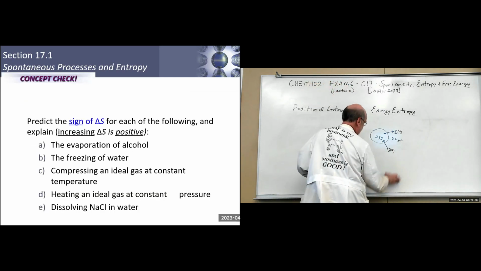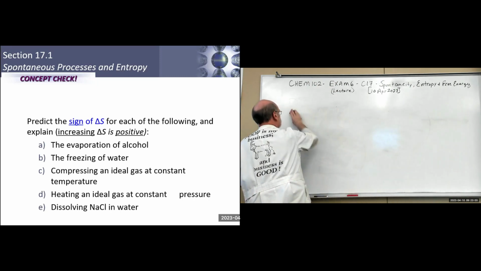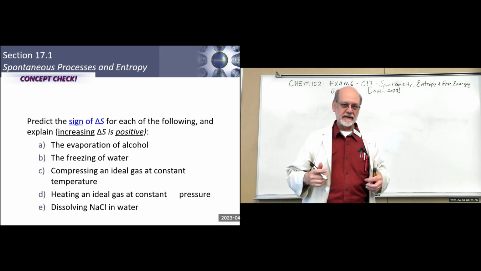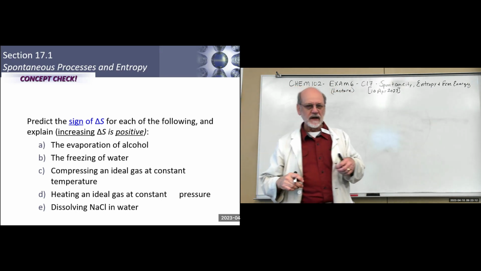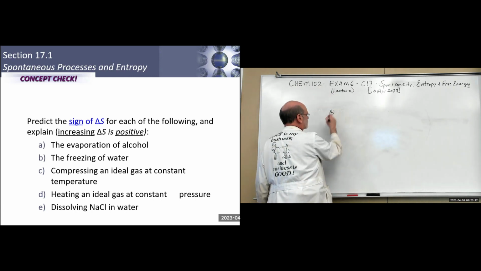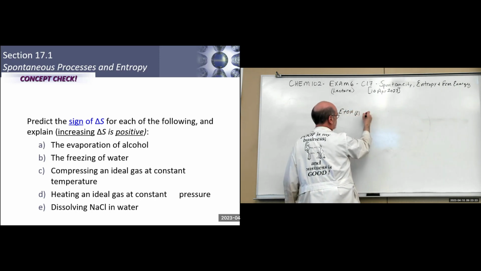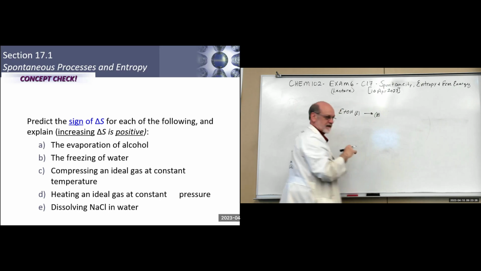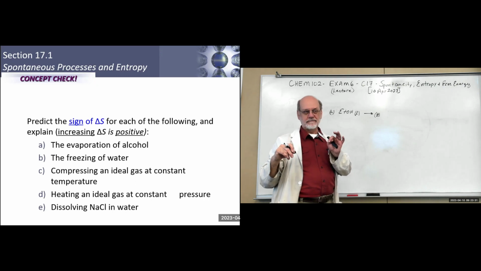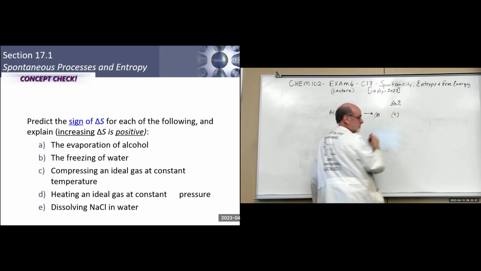Okay, so let's look at these examples and see if we can qualitatively assess their changes in entropy. So what would be the sign for the first one? Evaporation of alcohol. Right, we're going from liquid to gas. So what would be the sign on the entropy? Increasing entropy is positive. Okay, so change in entropy here would be positive, correct?